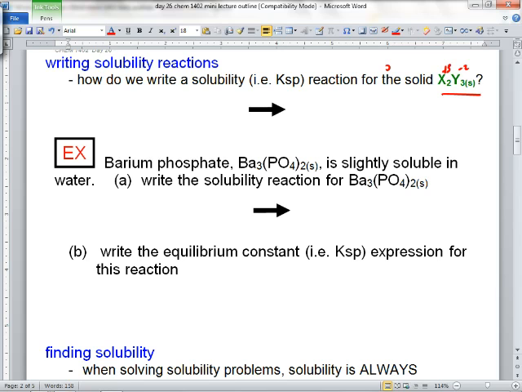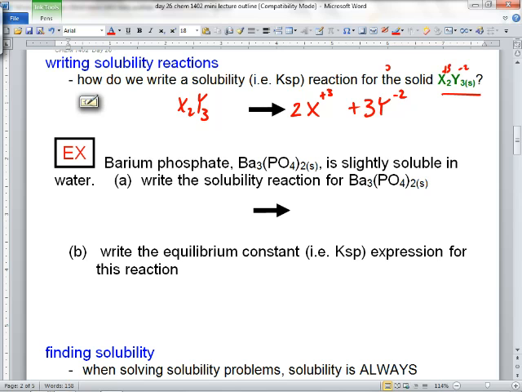Eddie, how would we write it then? Solid. That X2Y3 is going to go to X with a positive 3 and Y with a negative 2. We're just not balanced. How many X's are there? There's 2 of them. How many Y's are there, everybody? There's 3. There it is.